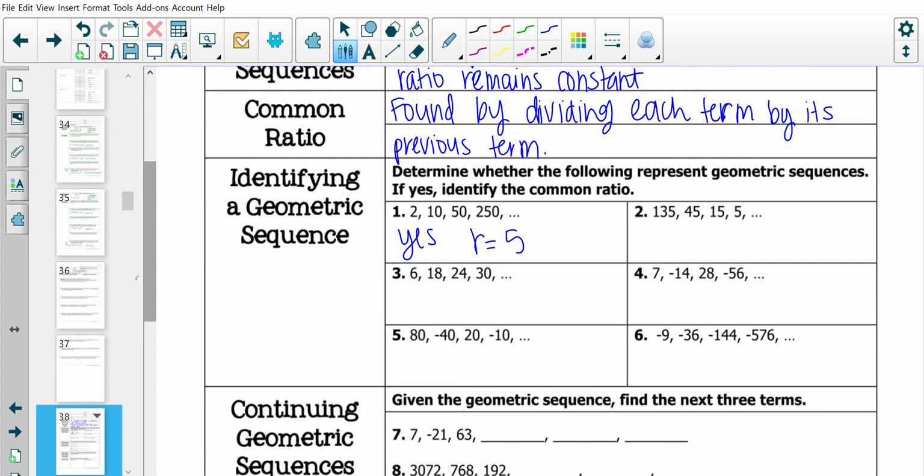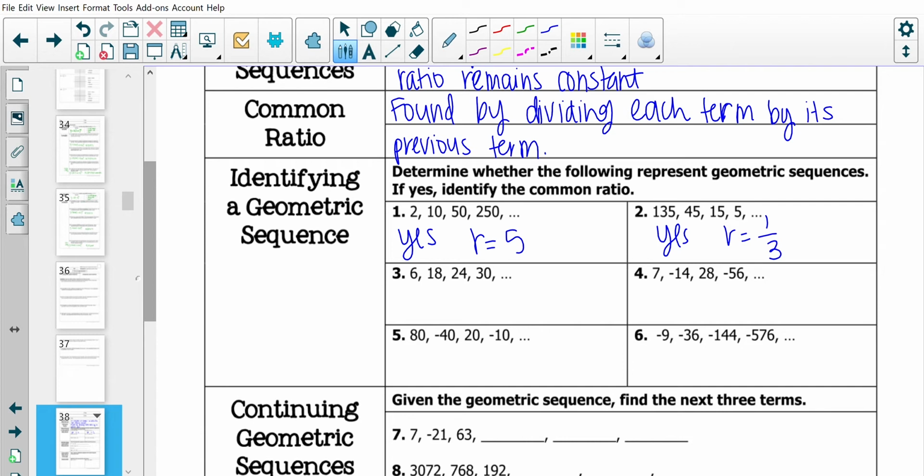Okay, so 45 divided by 135? 3. No. Yes, I just did. You did it wrong. 45 divided by this. Oh. So 1/3. 15 divided by 45? 1/3. 5 divided by 15? 1/3. So yes, R is 1/3, not 3, because if you multiplied this by 3, you would not get 45. You can try, but you won't get it.